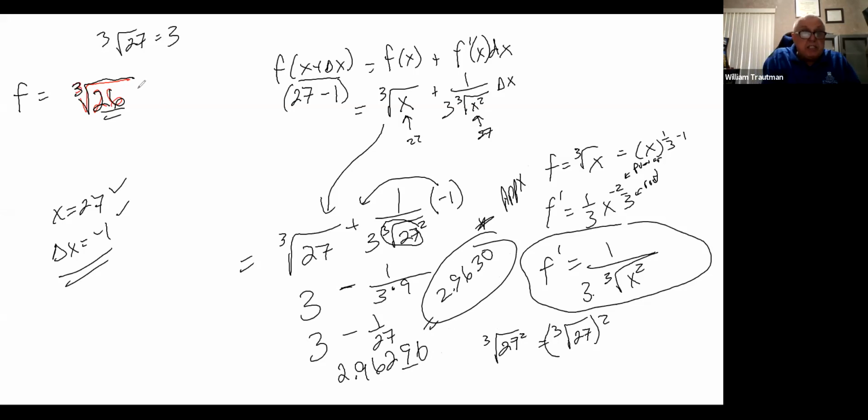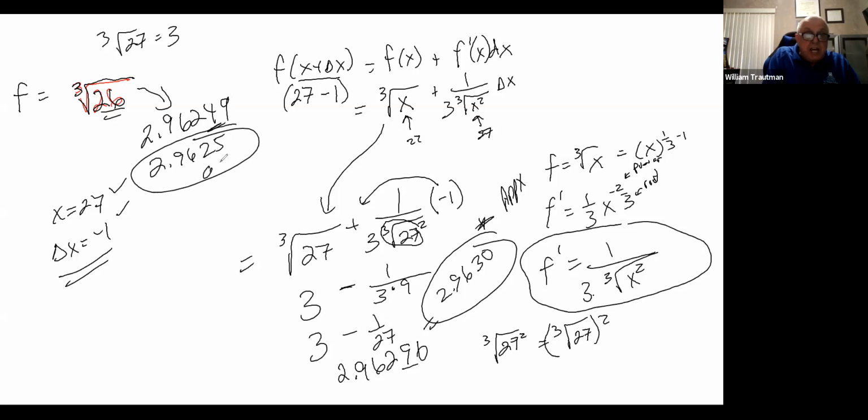And if you put this into your calculator, the actual answer on my calculator is 2.96249. If I go to 4 decimal places, 2.9625. This is the actual answer to 4 decimal places, 2.9625, and the approximation is 2.9630. So once again, don't type this into your calculator and say this is the answer. It will be wrong. I want Newton's approximation for it.